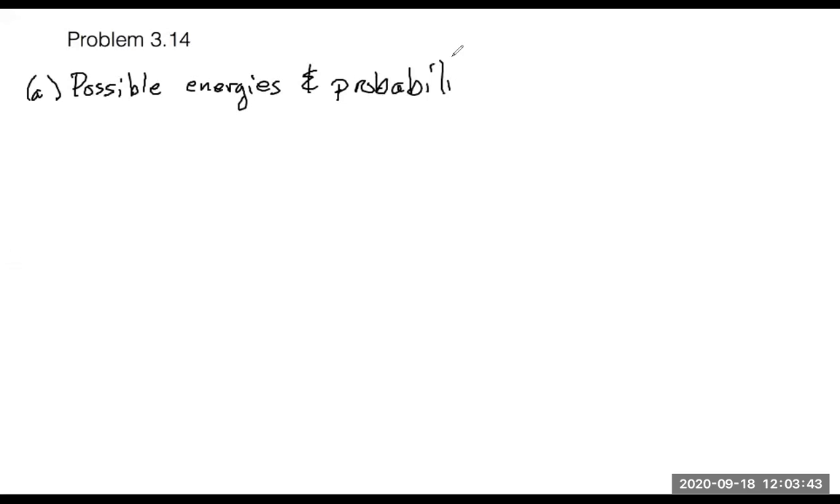We are going to start with part A, which is the possible energies and associated probabilities. So we're going to start by finding the possible energies that we can measure. Those are the eigenvalues of H. So this is step one.